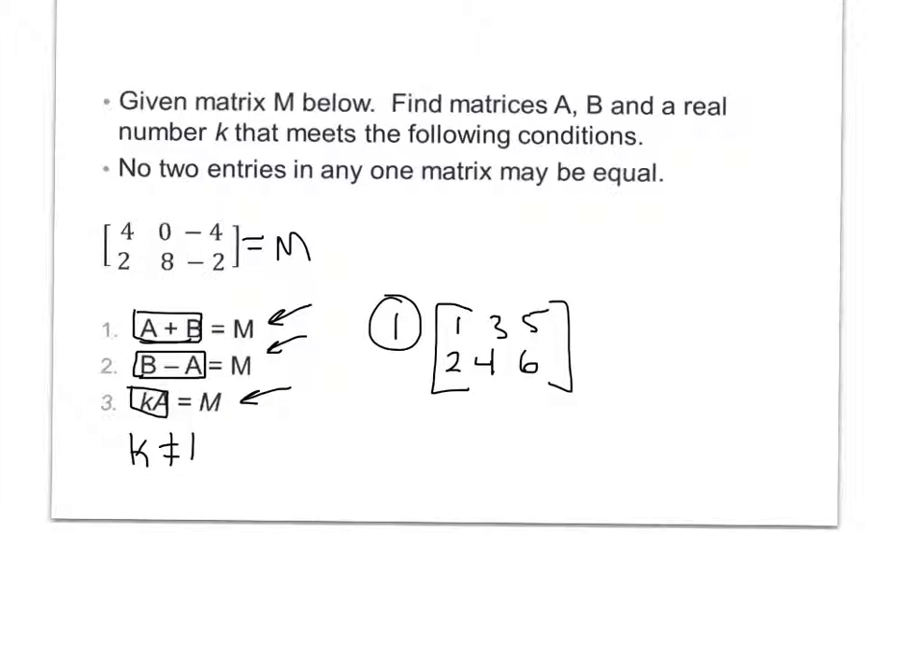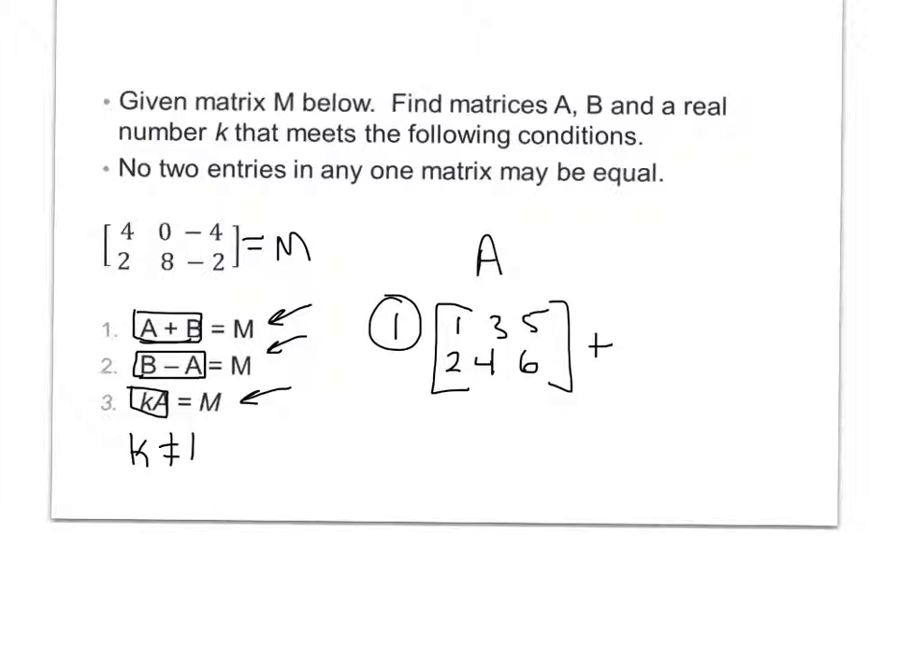Okay, so here's what I did. Here's my matrix A, okay? And I'm going to go ahead and add these guys together. So I created a matrix where no two entries in any one matrix may be equal. And I think I might have misspoke before, but none of these entries are equal.